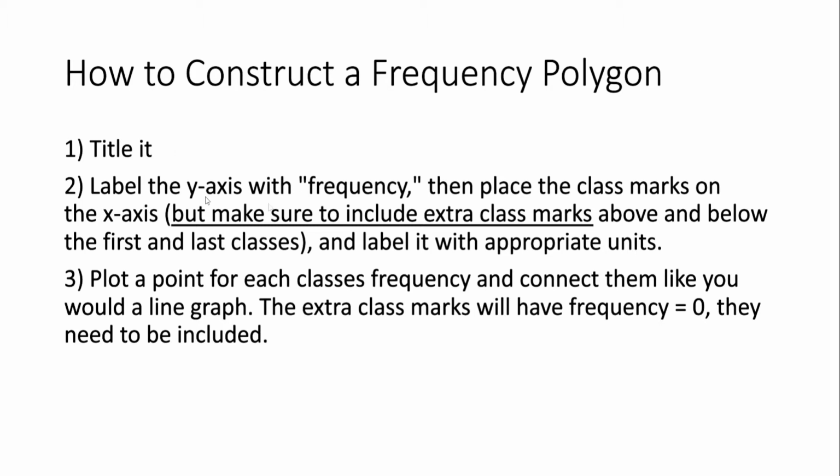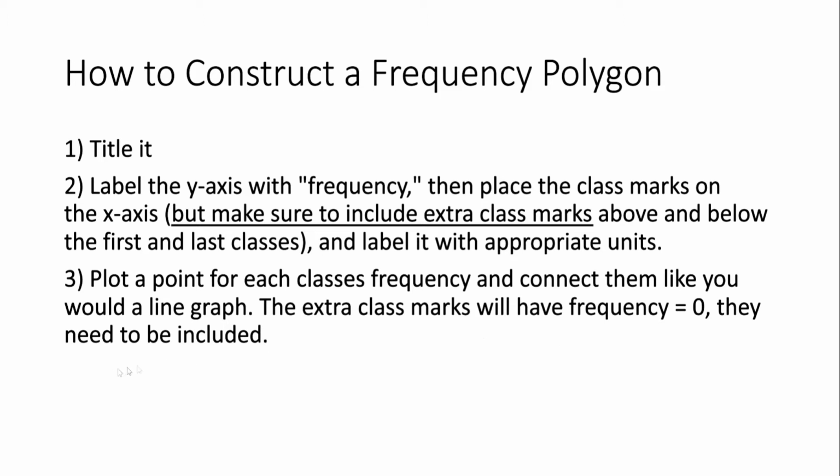Second, label the y-axis with frequency, then place the class marks onto the x-axis, but make sure to include extra class marks above and below the first and last classes, and label it with the appropriate units. We'll talk a little bit more about what this means when we get to an example. Third, plot a point for each class's frequency and connect them like you would a line graph. The extra class marks will have a frequency of 0, and they need to be included.